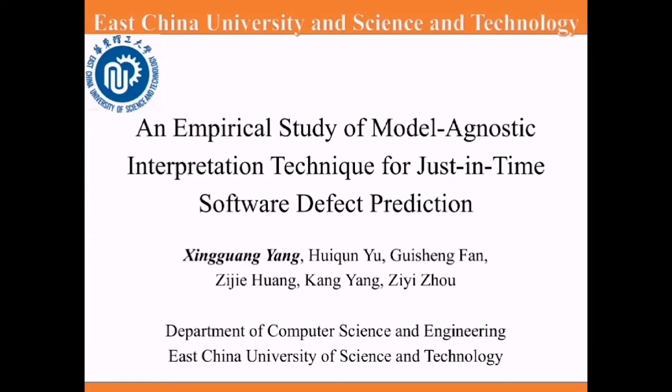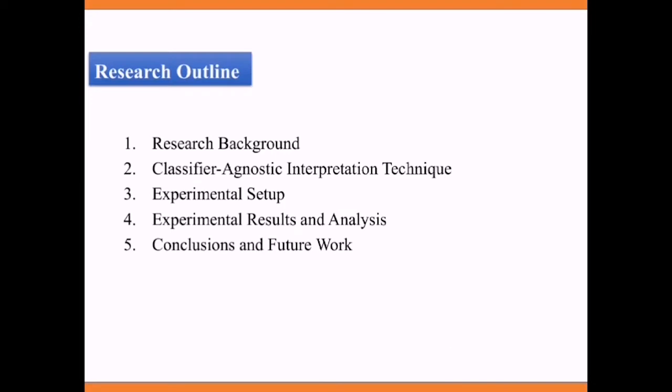Hello everyone, the topic I share today is an empirical study of model-agnostic interpretation techniques for just-in-time software defect prediction. Our report is mainly divided into 5 parts: research background, classifier-agnostic interpretation technique, experimental setup, experimental results and analysis, and conclusions and future work.